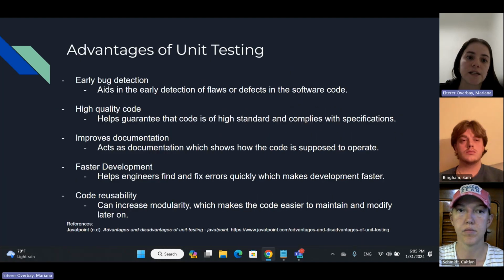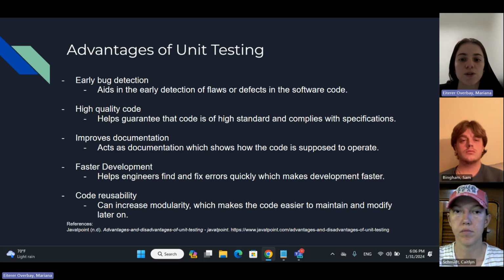Some advantages of unit testing are early bug detection, since it happens at the beginning of the software development process, high quality code, and also improved documentation because it shows how the code is supposed to behave. It speeds up development because errors are found and corrected, and it promotes code reusability.